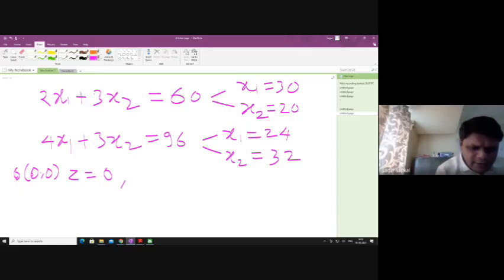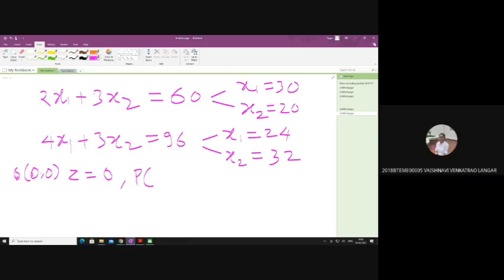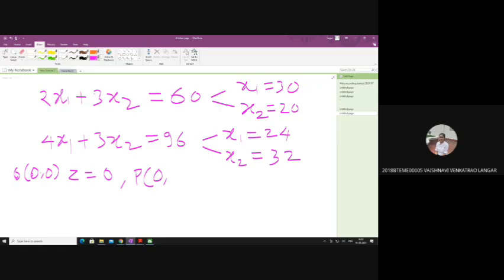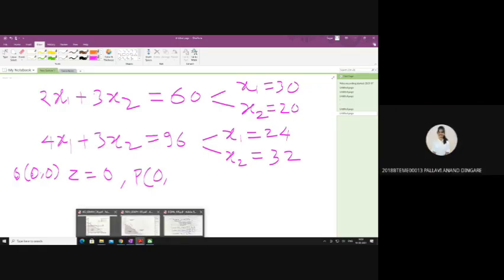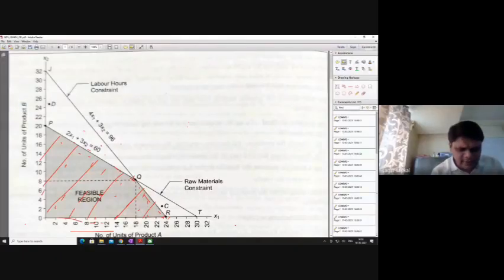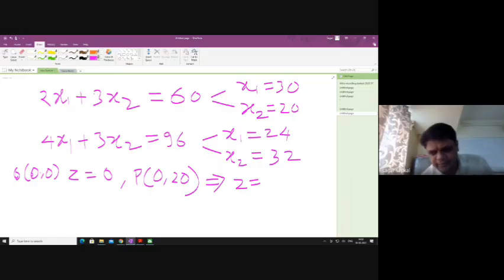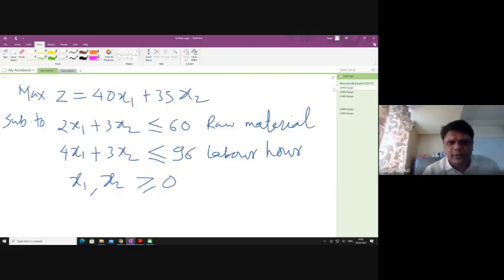Now tell me, for point P, what are the coordinates? 0, 18. 18 or 20? 20. 0, 20. Okay, so 0, 20, which implies Z is equal to 40 into 0 plus 20 into 35. How much is it? 700.